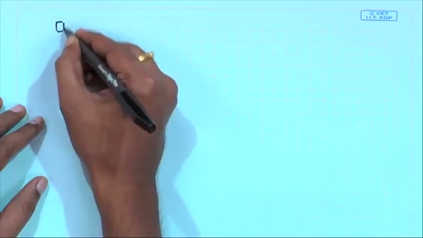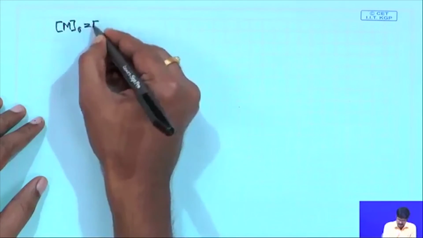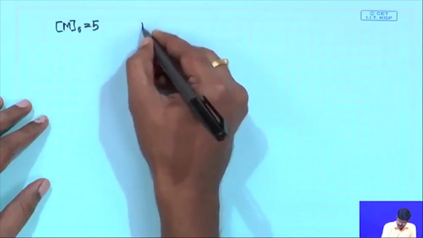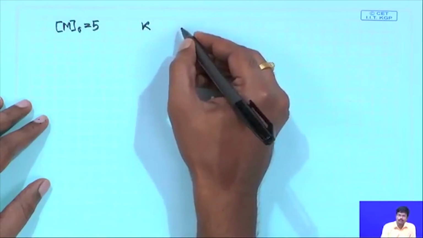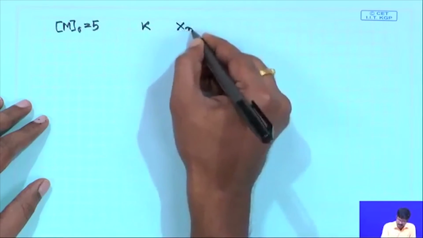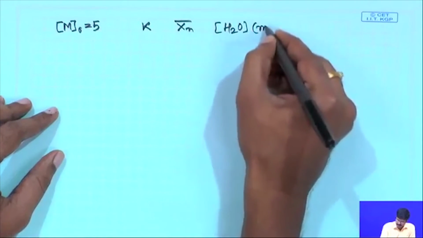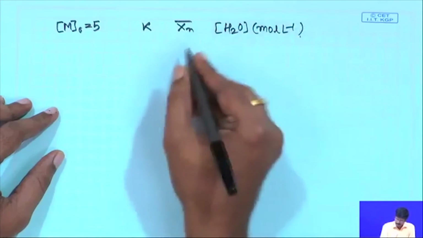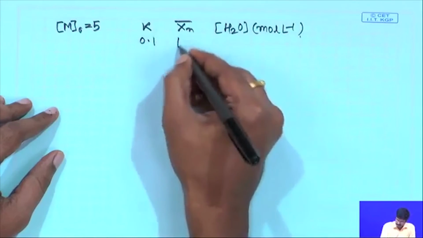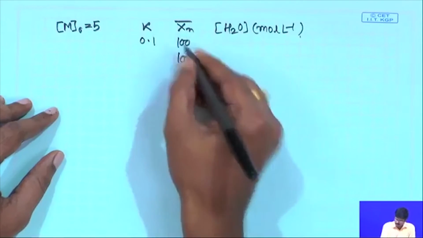So, if I show you a table like this, let us say the concentration of your starting monomers is around 5 molar, and then this is the K value, and you are putting your Xn bar here, and water is in moles per liter. So, K value of 0.1, Xn bar, so Xn bar you are always looking for 100, say.